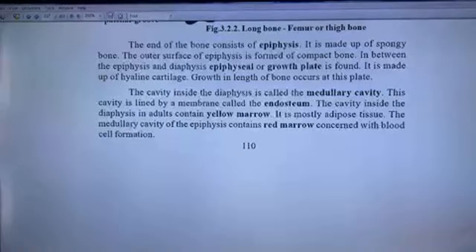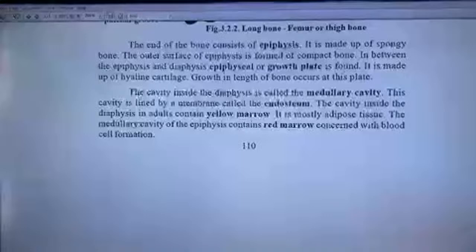The cavity inside the diaphysis is called the medullary cavity. This cavity is lined by a membrane called the endosteum. The cavity inside the diaphysis in adults contains yellow marrow. It is mostly adipose tissue. The medullary cavity of the epiphysis contains red marrow concerned with blood cell formation.